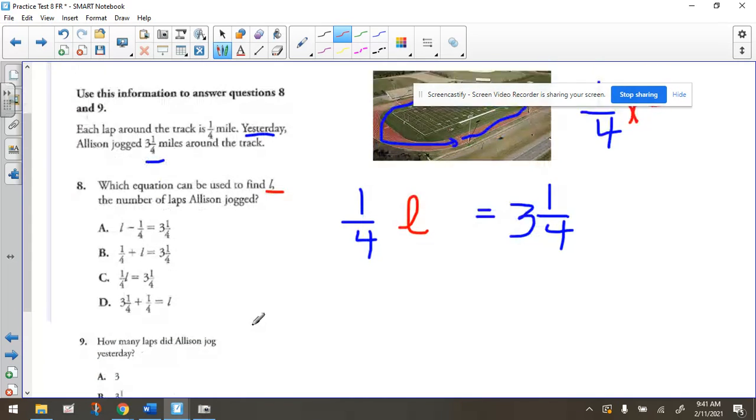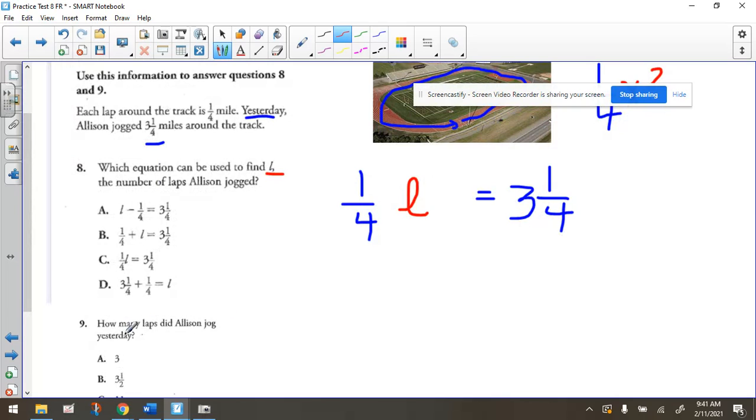Now, for number 9, they want to know how many laps Allison jogged yesterday. So in other words, we're solving for L. Whenever we have fractions, you want to always first turn any mixed or whole numbers into improper fractions as step 1. And then we're going to talk about using the reciprocal of the coefficient. So really, what's the opposite of multiplying a variable by 1/4? The opposite of that is to divide by 1/4. But remember, when we divide by 1/4, that's the same thing as multiplying by its reciprocal, which is 4, or 4 over 1.